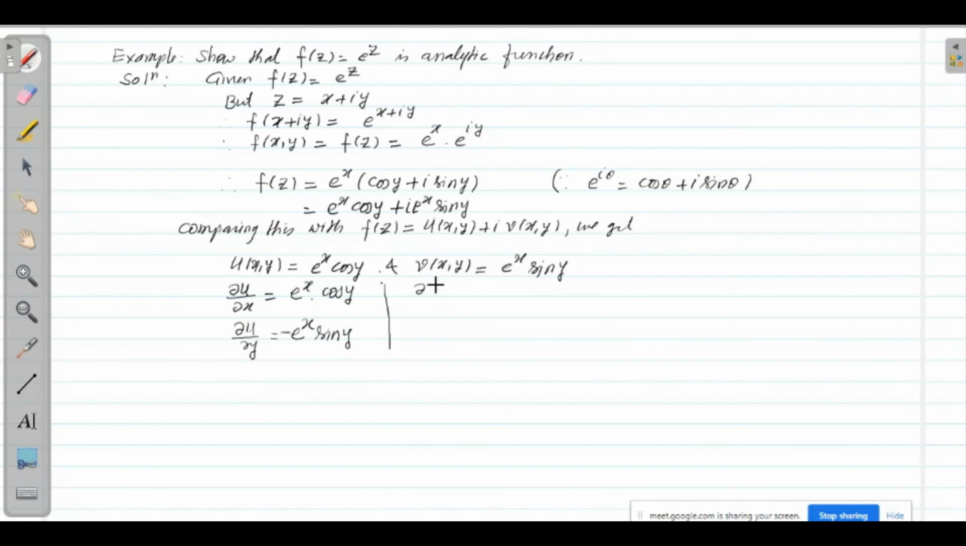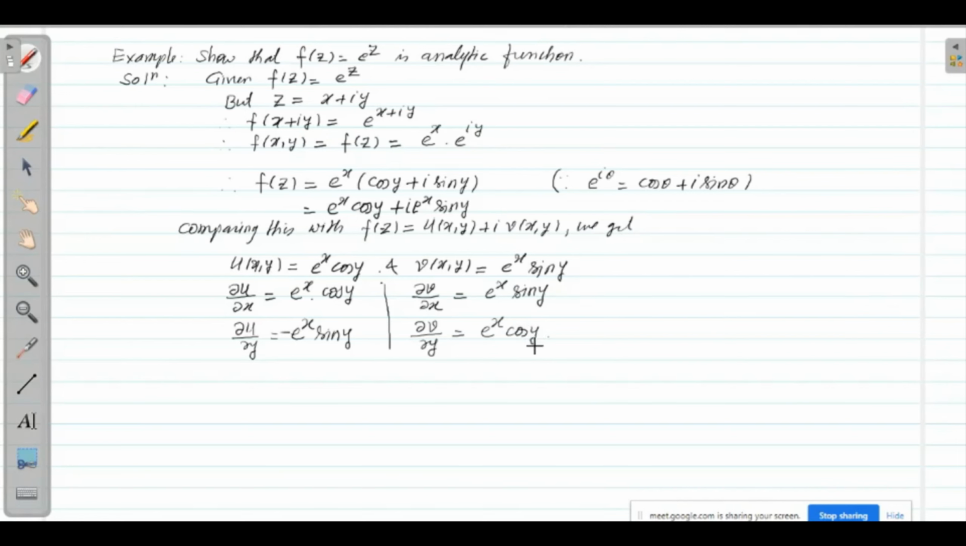Now you differentiate v partially with respect to x. Dou v by dou x is e raised to x sin y, since y is constant, and the derivative of e raised to x is the same as e raised to x. Now differentiating v partially with respect to y, e raised to x is constant, so e raised to x as it is, and the derivative of sin y is cos y.